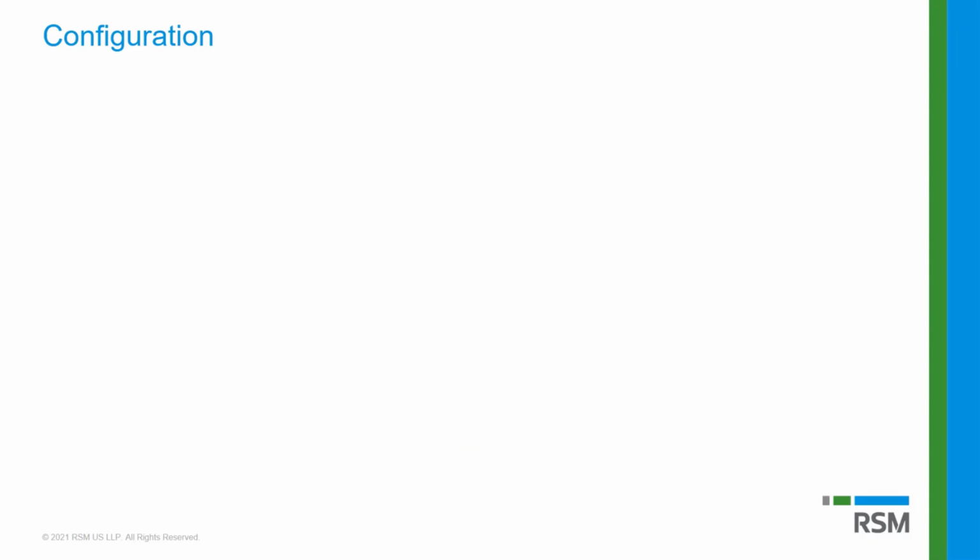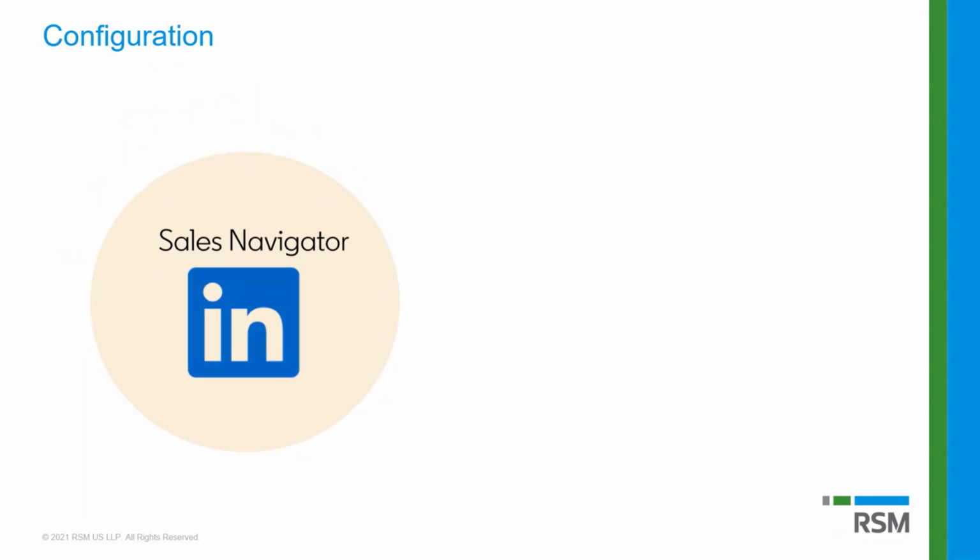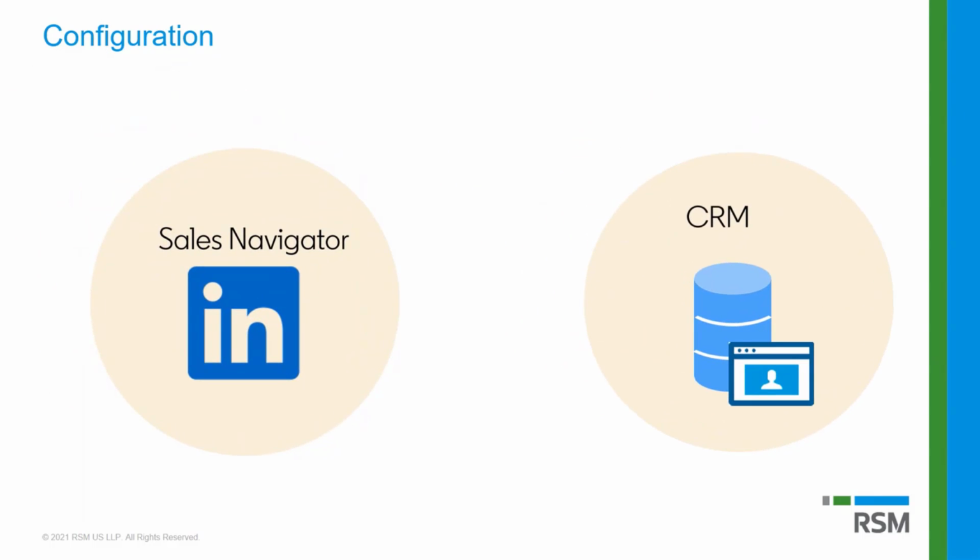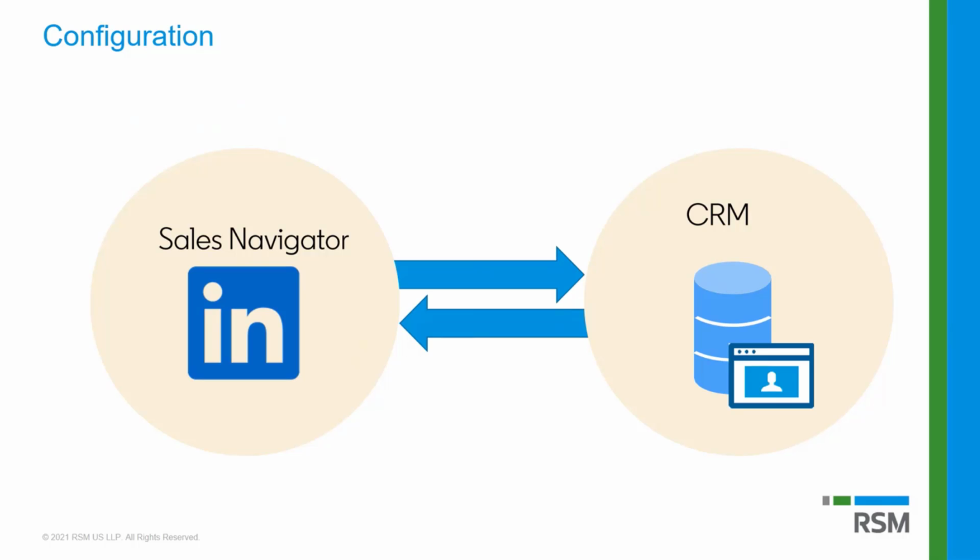So let's start talking about the configuration. We're going to be able to move some data between these applications, which means that we will have to enable and configure this integration, like I said earlier, both in LinkedIn Sales Navigator and in the Dynamics 365 application as well.